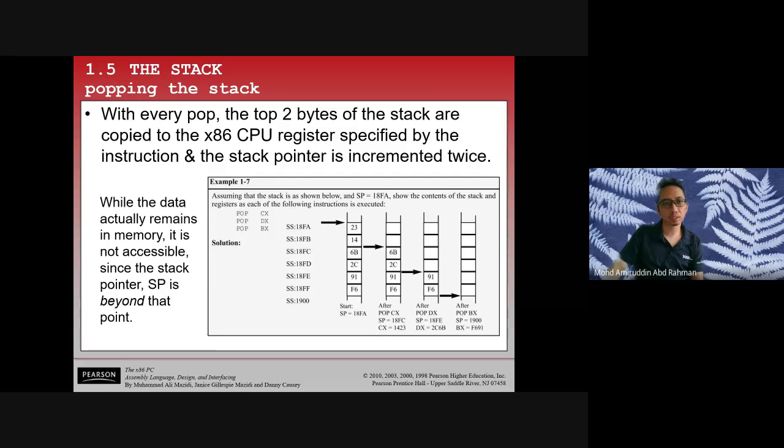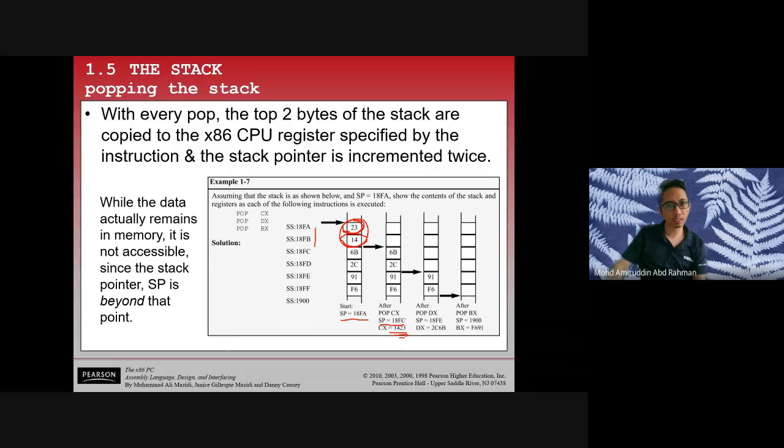So we pop CX, and this information will be released to the CX. As you remember, 23 will be on the lower 8 bits, and then this will be on the upper 8 bits. So CX will be 1423, as given here. And SP, the stack pointer, starting from here, SP 18FA now becomes SP 18FC. It increments by 2.